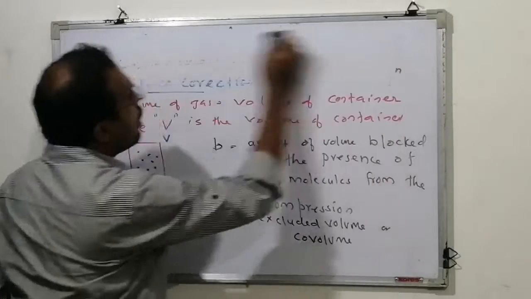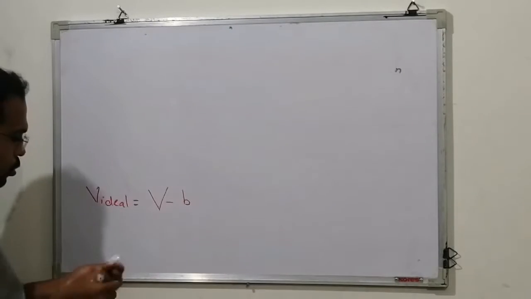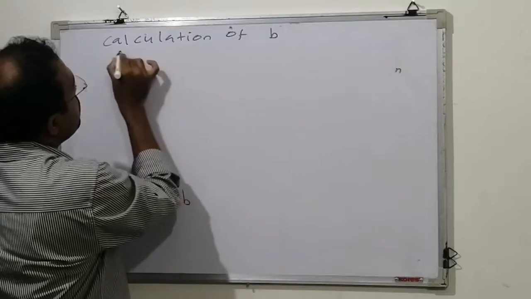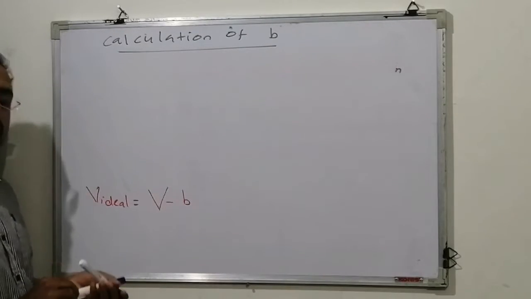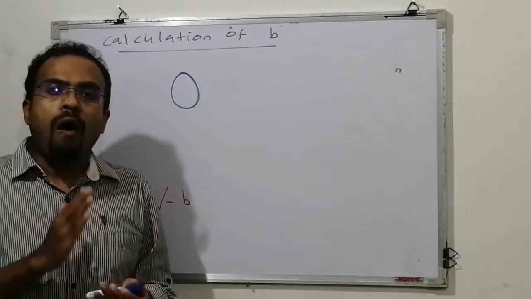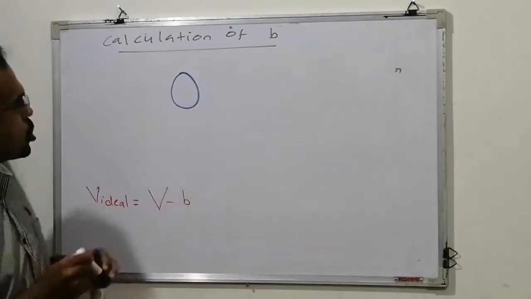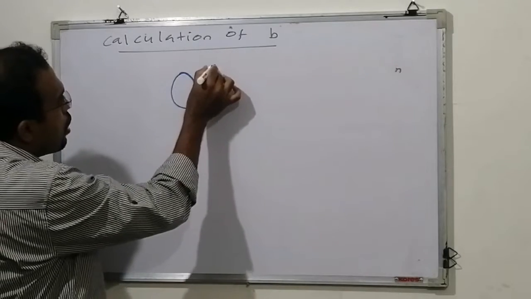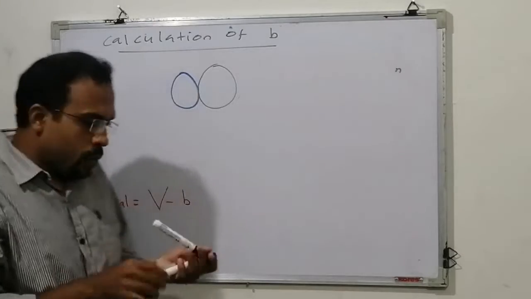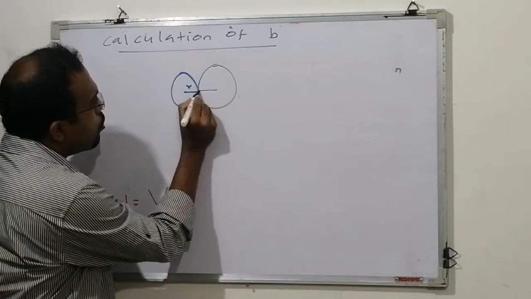Now, we can do the calculation of B. How do you calculate? You know, in a gaseous system, gas molecules are always in random motion and they are always in collision. Suppose two gas molecules, this gas molecule is collided by this gas molecule. This is the radius of this molecule and this is the radius of this molecule. Both are r, suppose.